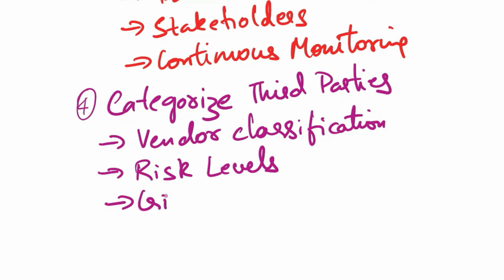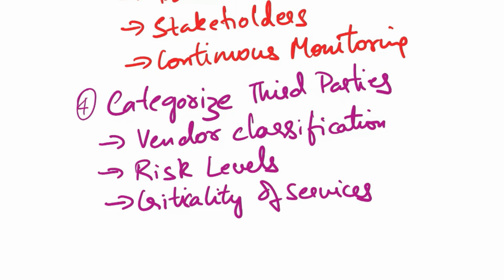Next, criticality of services. Consider the criticality of the services provided by each third party. Those involved in core business functions or with access to highly sensitive information may be categorized differently from those with less critical roles.